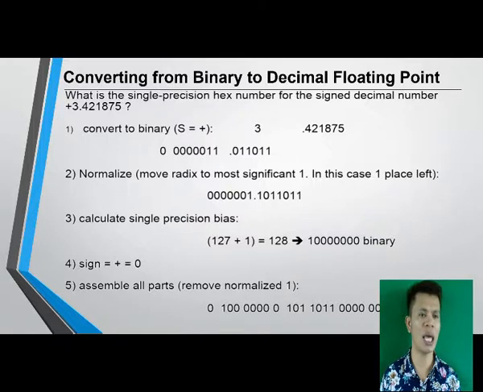So 128, the equivalent is 10000000. Now, in step number 5, we're going to get the single precision, which is 0.10001011000000.